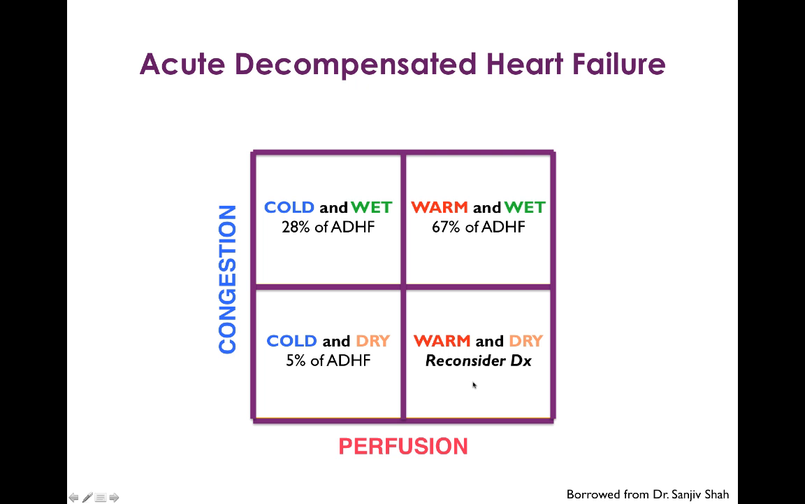One group, the group of patients who are warm and dry, probably don't have heart failure, right? Because they're well perfused and they're not volume overloaded. So where's the heart failure? So reconsider the diagnosis in that group. That's easy. The group of patients who are well perfused and are wet are the patients who may have a normal or high blood pressure, but they're still volume overloaded. So that's one kind of presentation. Another presentation is a patient who's volume overloaded but is cold, that is to say not very well perfused. And an end stage type of presentation is a patient whose volume is compensated, but they're still cold. And shown here are the percentages of how often these presentations are seen with acute decompensated heart failure.